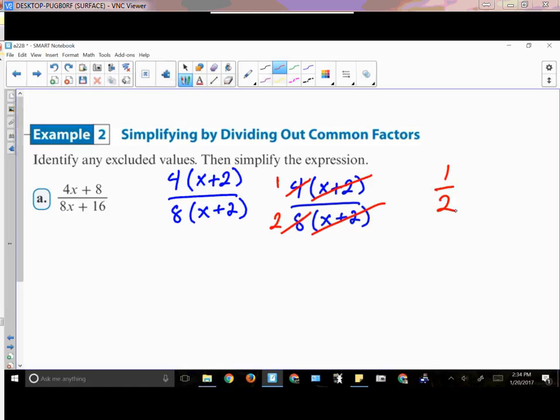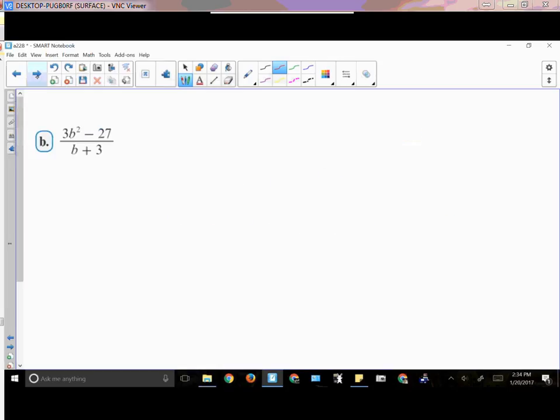But we have to take a look at what can we factor out, and then what can we cancel. Make sense? Questions? Let's try this one.